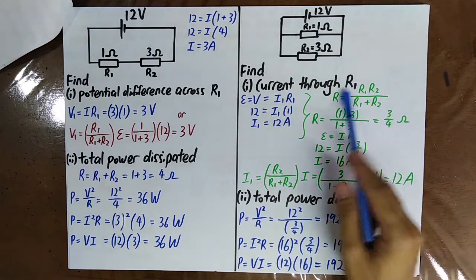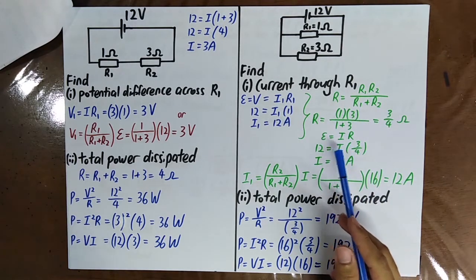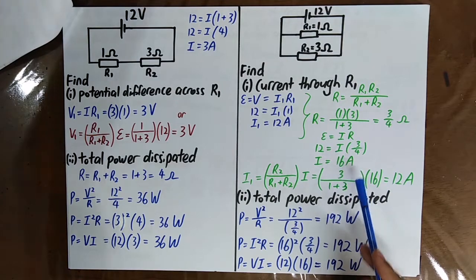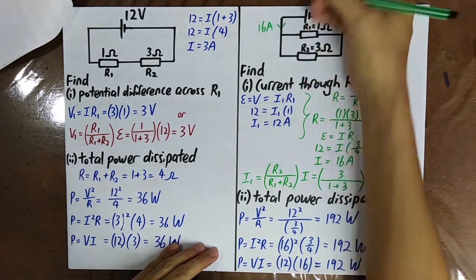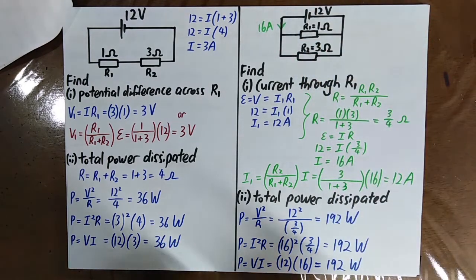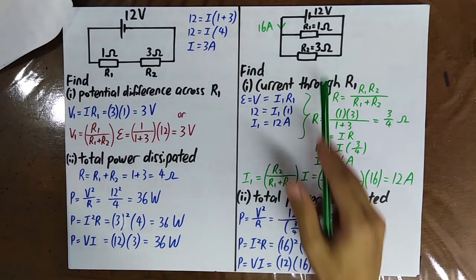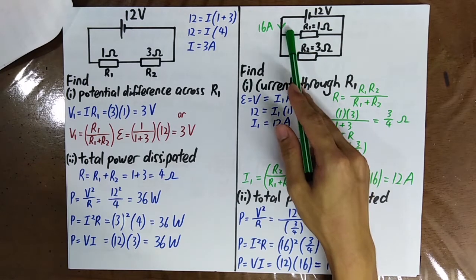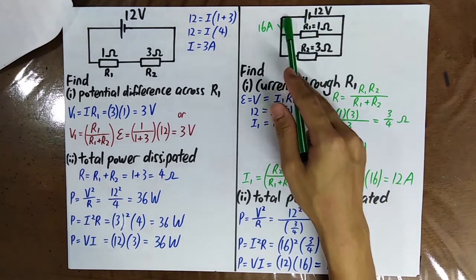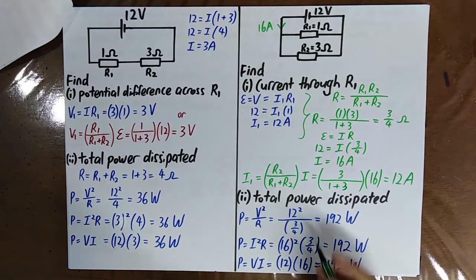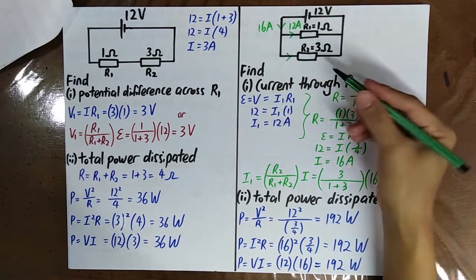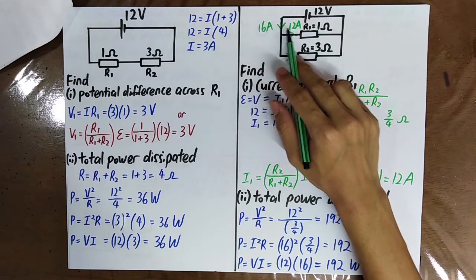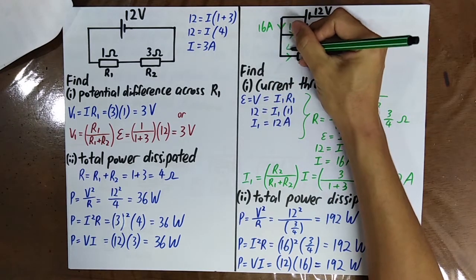Or you can find the equivalent resistance first, and then you find the total current out of the battery. That means that this 16 is the current here. Okay, the 16 ampere is the current here. And then you use the equation for the current divider. That means that the current here, which is I1, is equal to R2 over R1 plus R2 times this whole current. Therefore, you know that I1 is equal to 12 A. And then from Kirchhoff's first law, you know that 16 ampere minus 12 ampere is equal to 4 ampere. Okay?